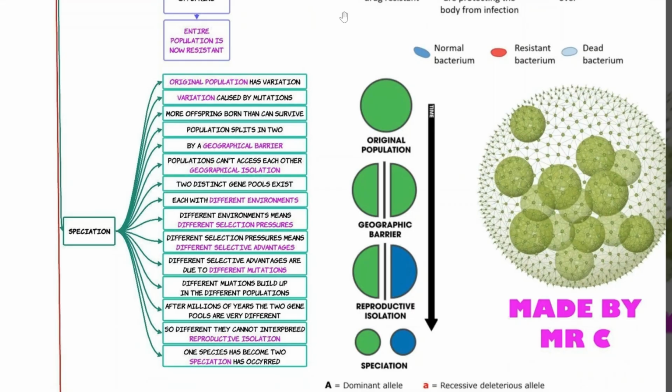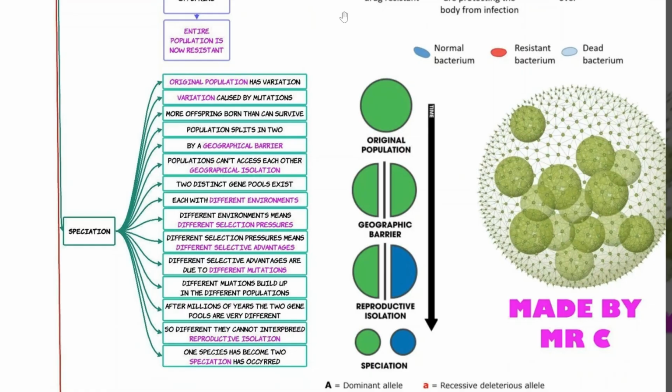Each population can't access the other, and we call this geographic isolation. Now, two distinct gene pools exist, each with different environments. The different environments mean that there are different selection pressures. And if you've got a different selection pressure, different mutations will be selective advantages. The different mutations build up on each side of the geographical barrier in the separate gene pools. Over millions of years, the two gene pools become very, very different with many different mutations. So if they were to come back together after millions of years, they would not be able to interbreed, and we call this reproductive isolation.